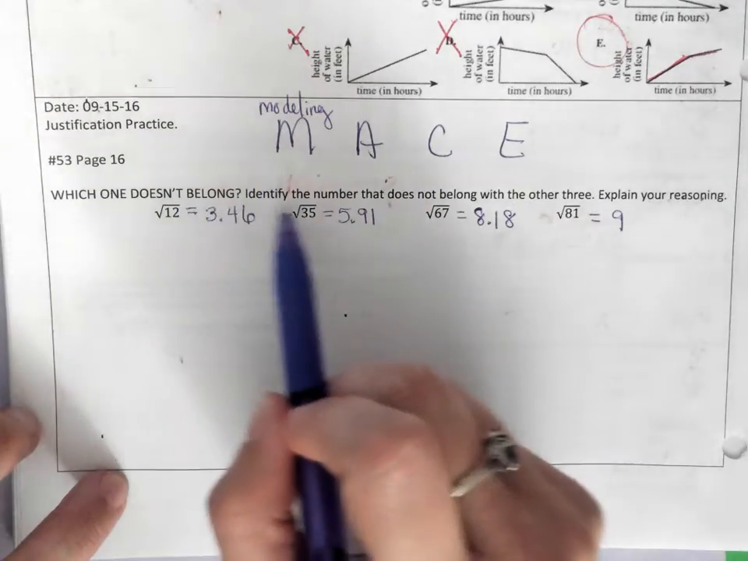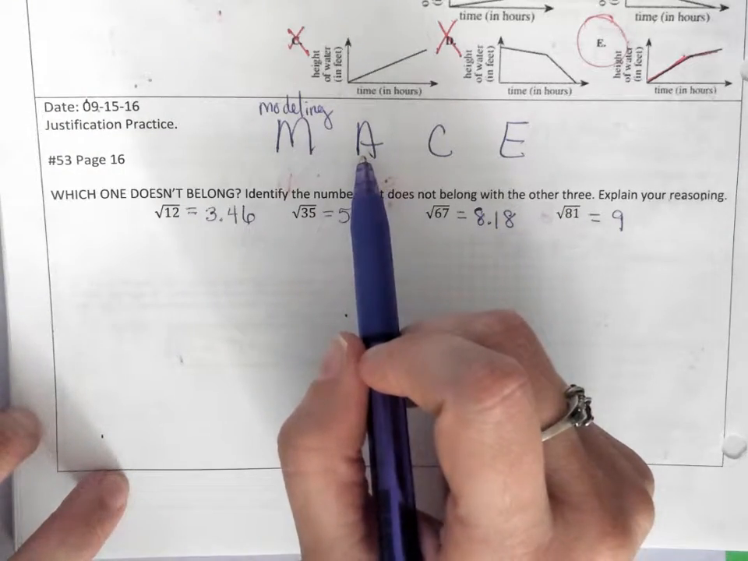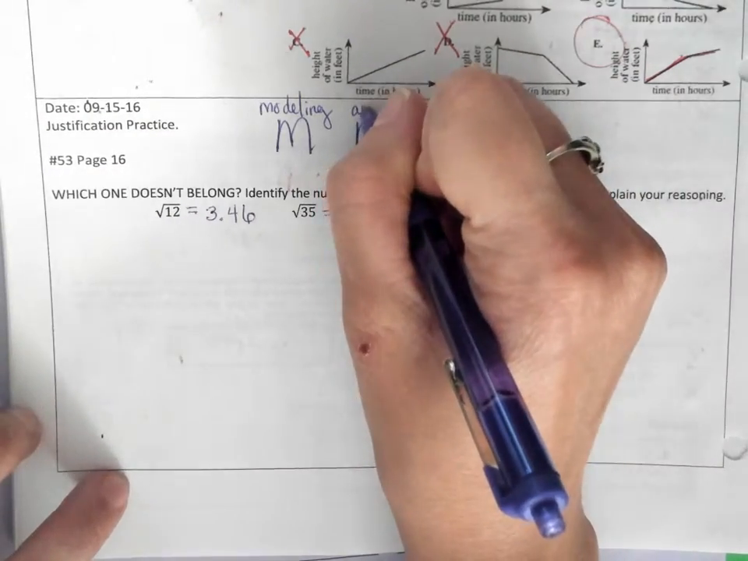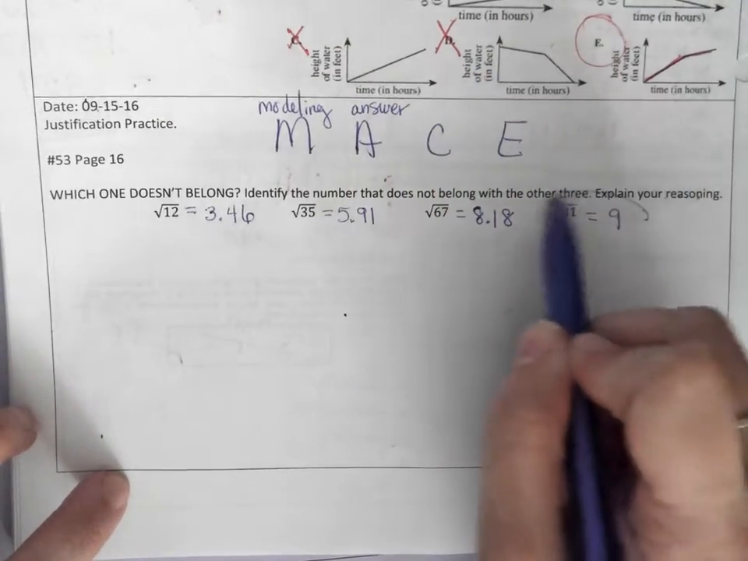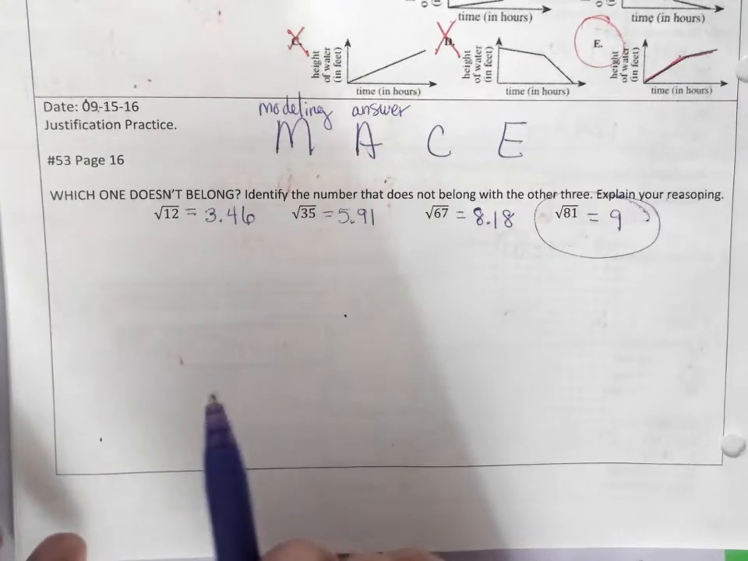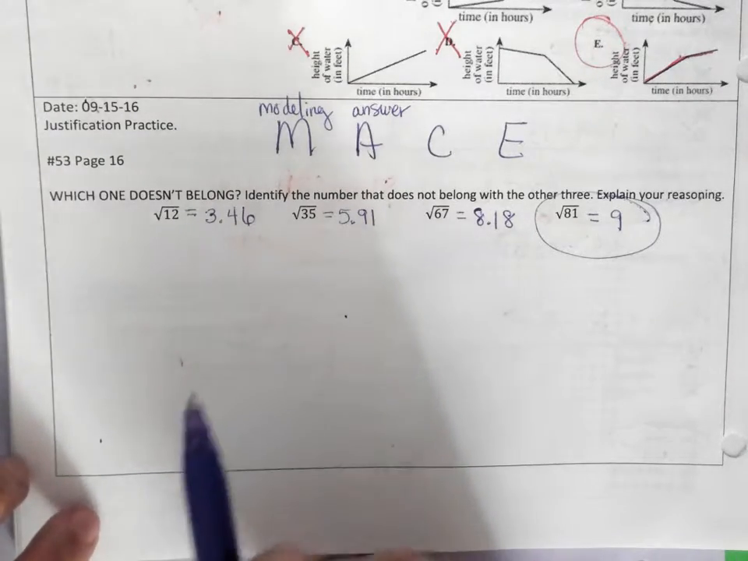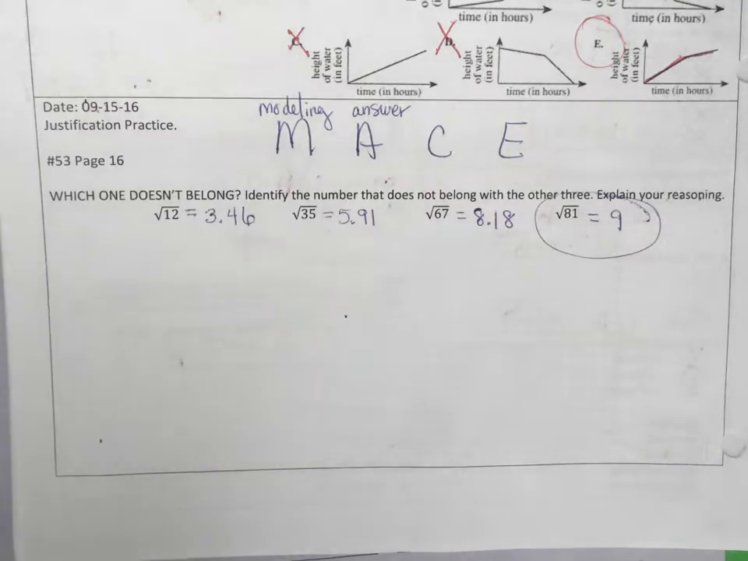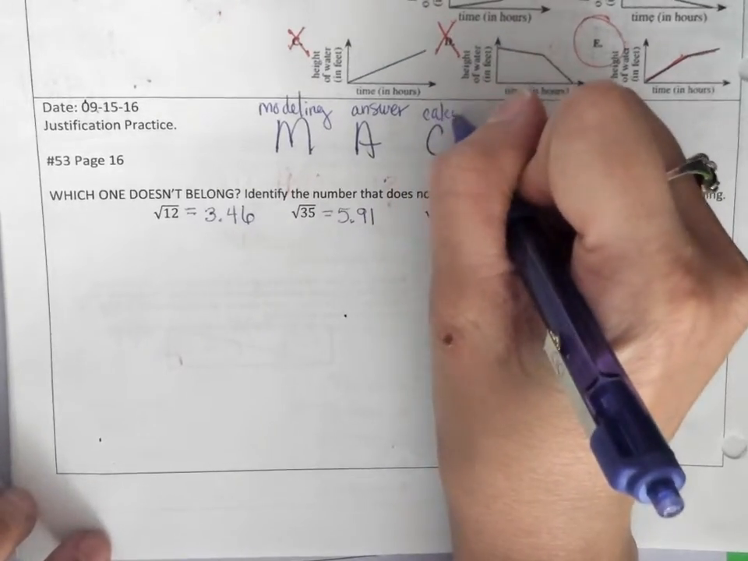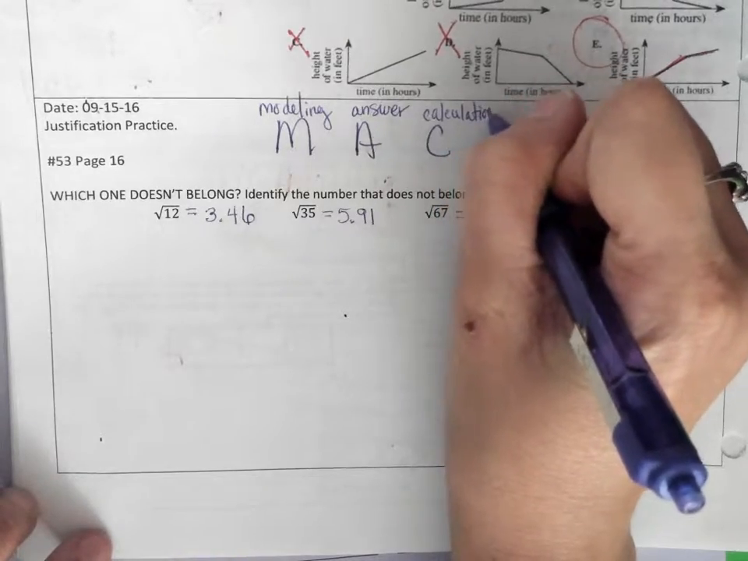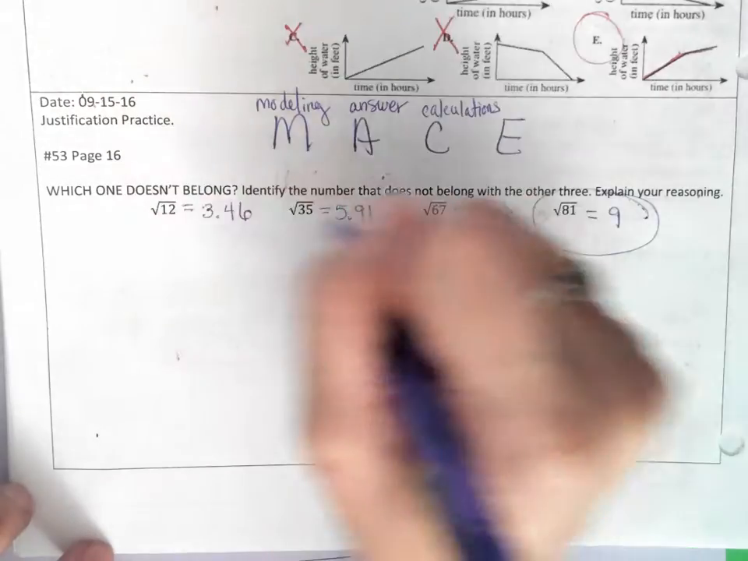So it says, which one doesn't belong? So you've modeled, right? You've modeled showing what you did. And then A stands to answer the question. So it says, which one doesn't belong? You answer the question by saying the square root of 81, right? And then, what does C stand for? All right, show your calculations, which we did. This was a pretty easy one, right? We can show our calculations all right here.